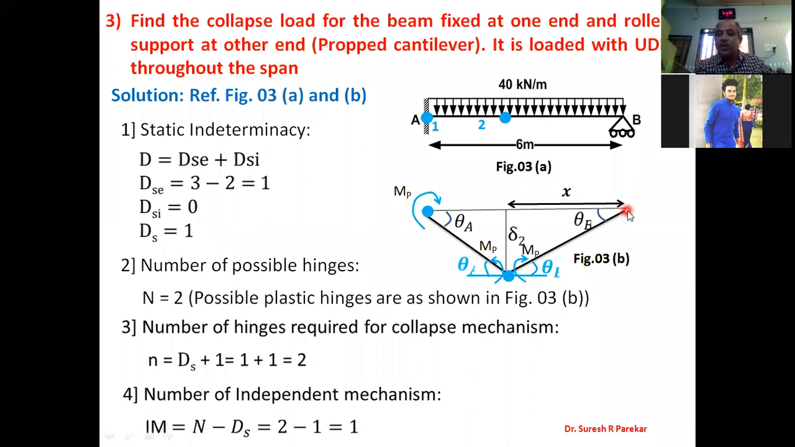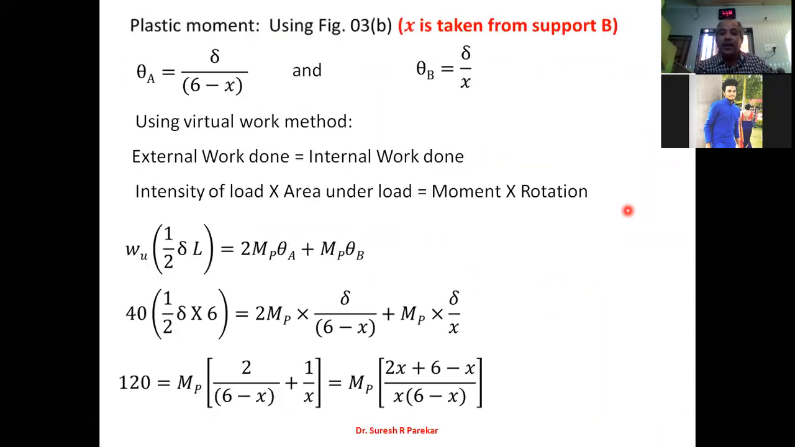Here we do not have a hinge because at the end support, simple or roller, no hinge will be formed. This is most important. So I have MP theta A plus MP theta B. Now we will put theta A as delta upon 6 minus x, and theta B as delta upon x.